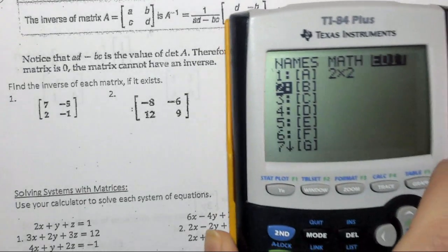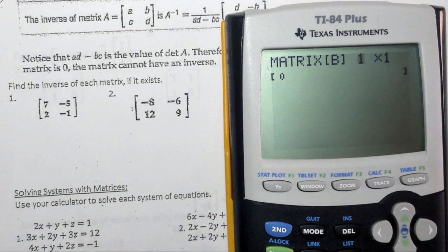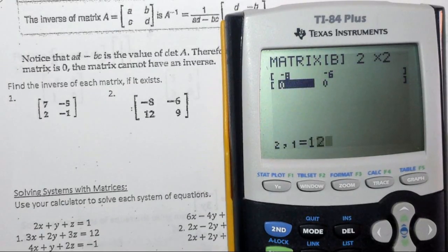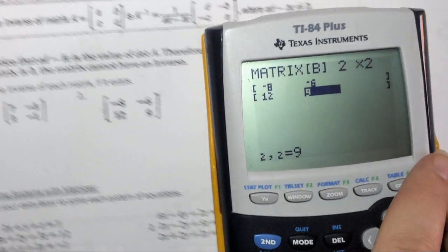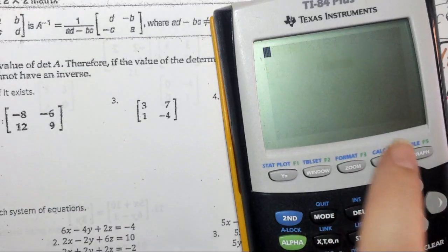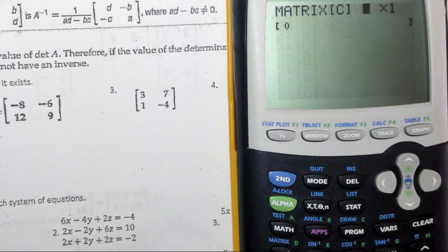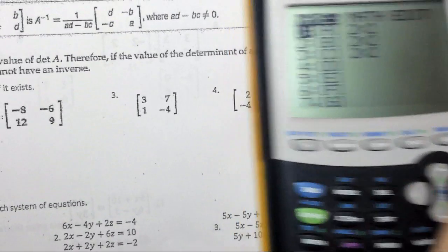And like I said, I'm going to do number 2. I'm going to type into B. Number 3, I'm going to type into C. And number 4, I'm going to type into D.